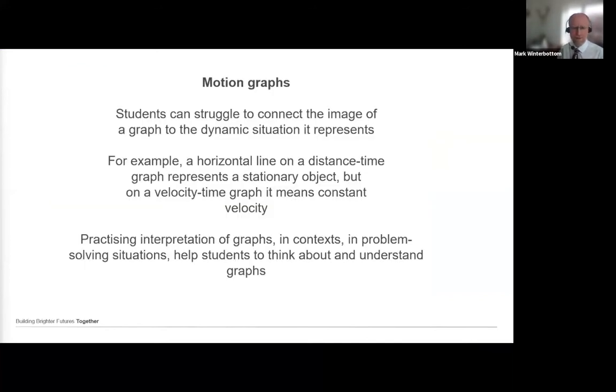Well, partly because in terms of motion graphs, students often struggle to connect the image of the graph to the dynamic situation it represents. They can see a graph, but they don't really see what that means, on the track in this case. So, for example, a horizontal line on a distance time graph means something standing still, but on a velocity time graph, it means a constant velocity, so something's moving. And practicing that kind of interpretation of graphs in realistic contexts that they can visualize in problem-solving situations then helps students to think about and understand the graphs.